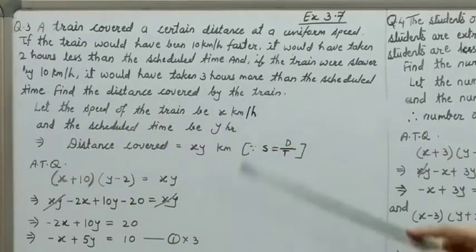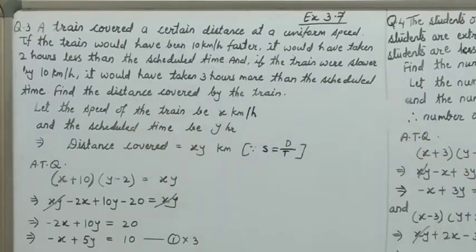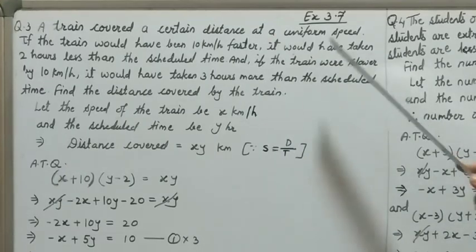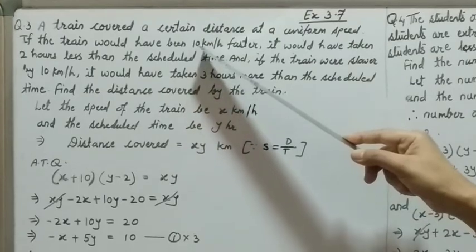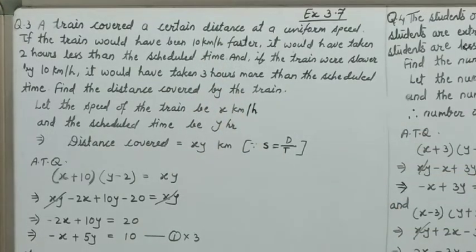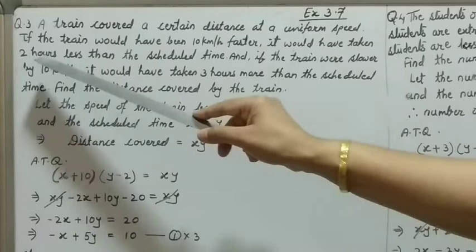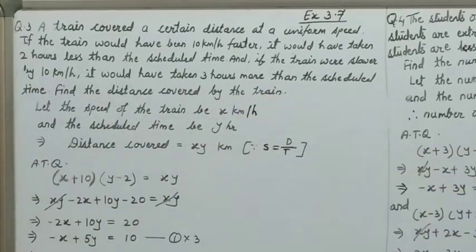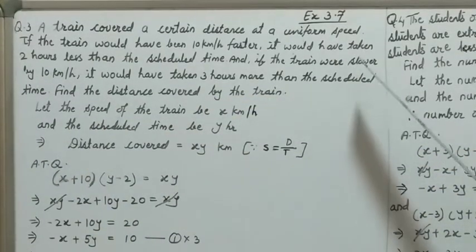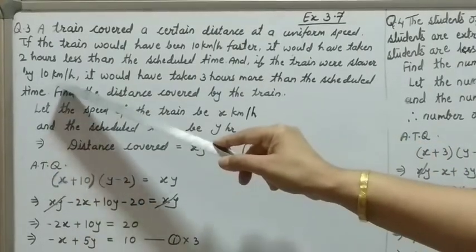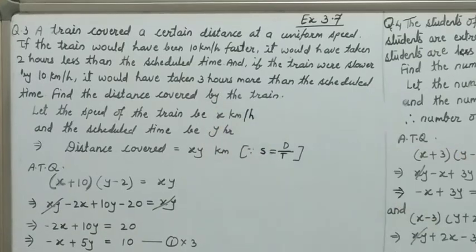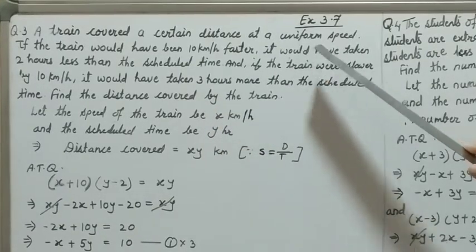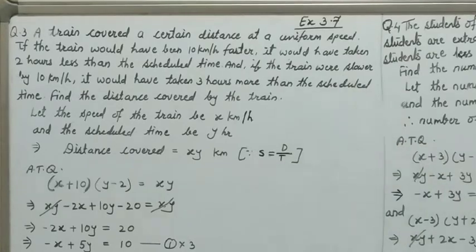In this question, the train is covering a certain distance with the uniform speed that is given. And the two situations are, in one, if the speed is increased by 10 km per hour, then the time will reduce by 2 hours. Similarly, if the speed is reduced by 10 km per hour, 3 hours more time will be required. Now we have to formulate linear equations in two variables.